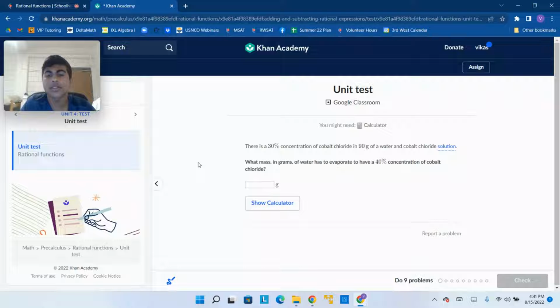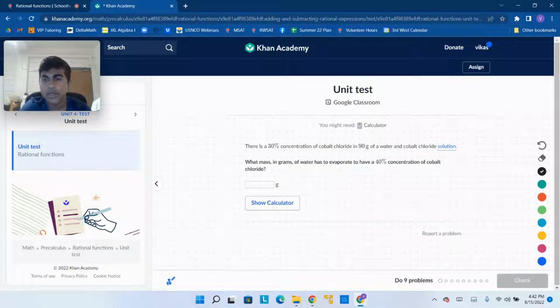There's a 30% concentration of cobalt chloride in a 90 grams of water and cobalt chloride solution. What mass in grams of water has to evaporate to have a 40% concentration of cobalt chloride? Okay, let's think about what this means. So 30% of 90 grams, right? 30% of 90 grams is going to be 3/10 of that, which is 27 grams. So I'm going to write 27 grams.